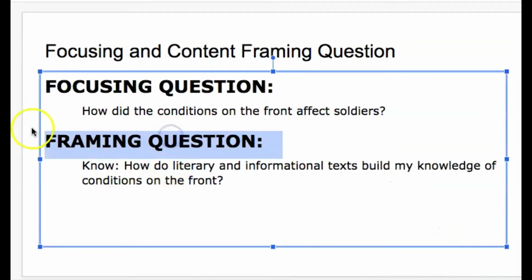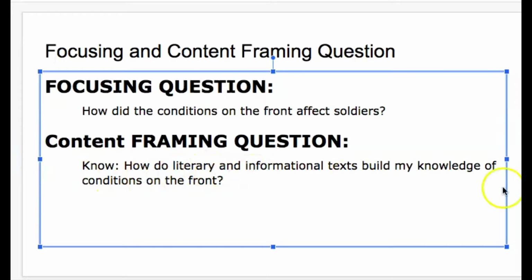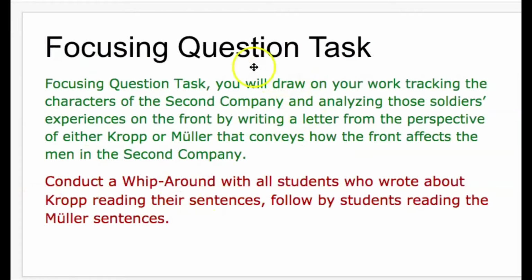For our content framing question, we are in our know stage. How do literary and informational texts build my knowledge of the conditions on the front? So we are going to be looking at our focusing question task for this lesson. In your focusing question task, you will draw on your work tracking the characters of the second company. So you're going to really need your status reports that you have been updating as you've been reading, and analyzing these soldiers' experiences on the front by writing a letter from the perspective of either Crope or Muller that conveys how the front affects the men in the second company.